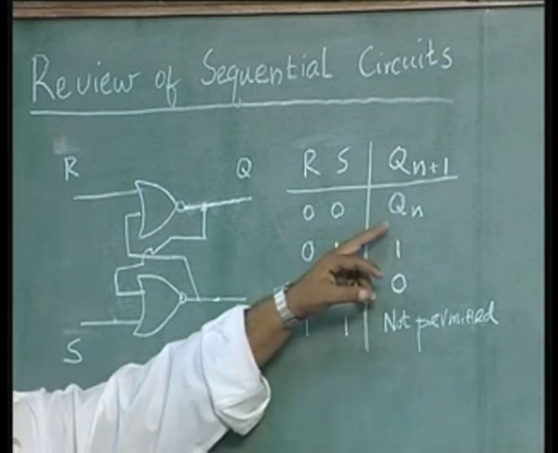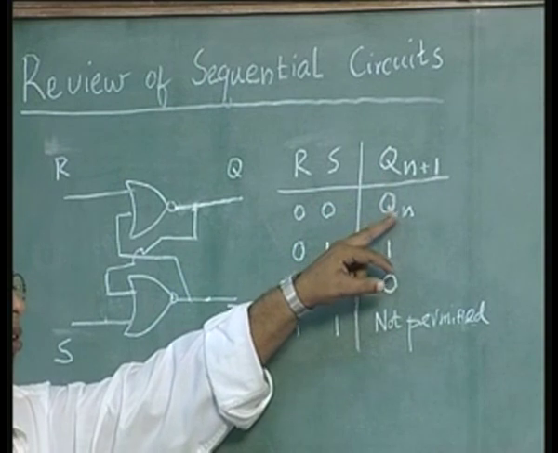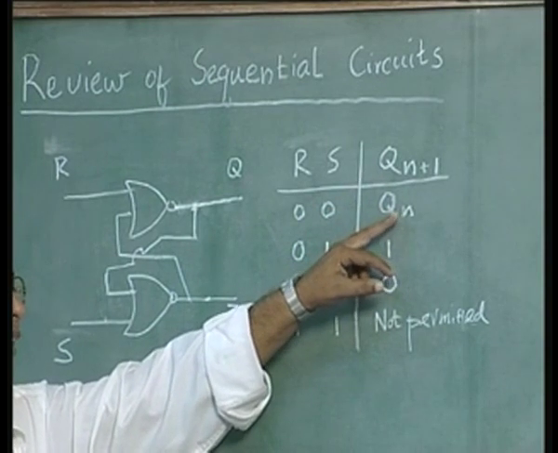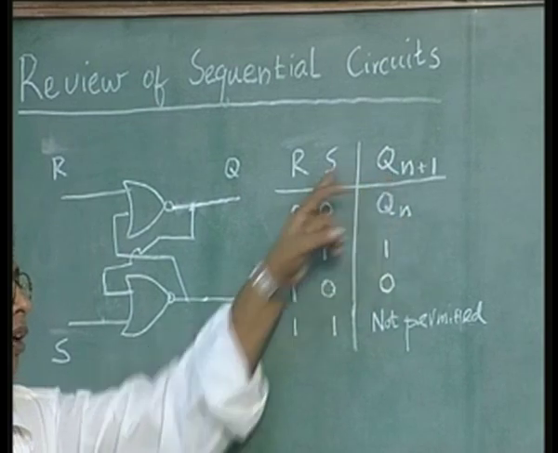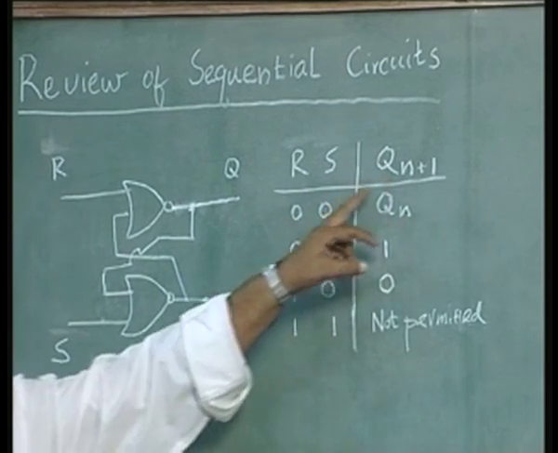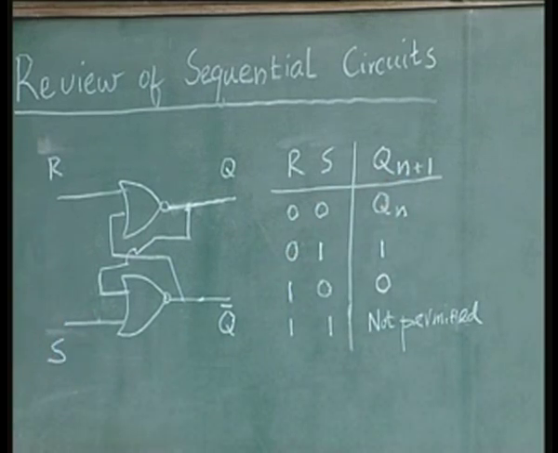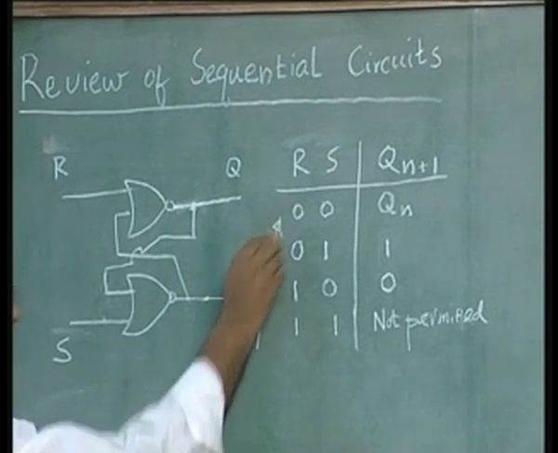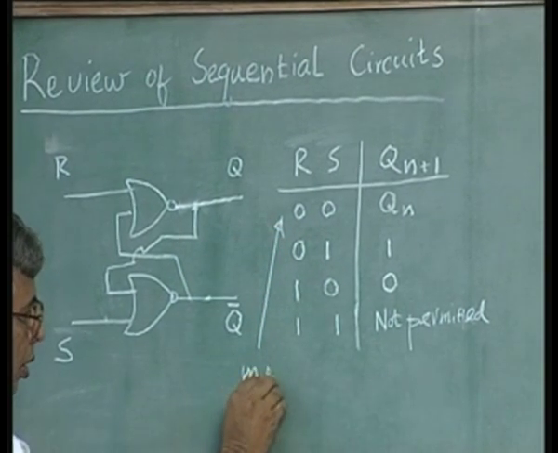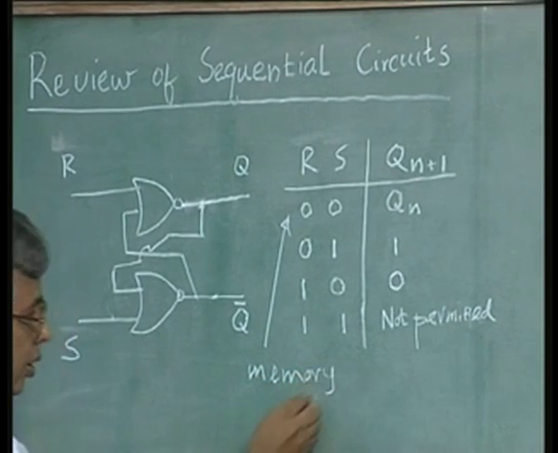That state is called memory state, also called Qn. So, before setting and resetting, if the output was Qn, after applying 0 0, this will still remain Qn. That is what it means by Qn plus 1. This state is also called memory state. That is the basic feature or the characteristic of a sequential circuit, a memory unit.